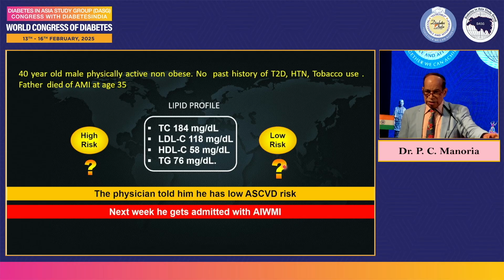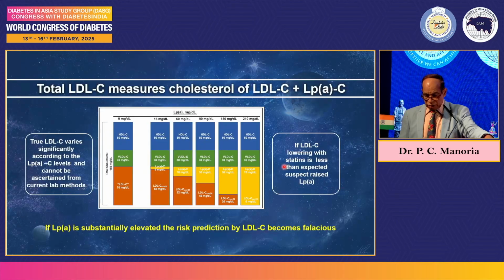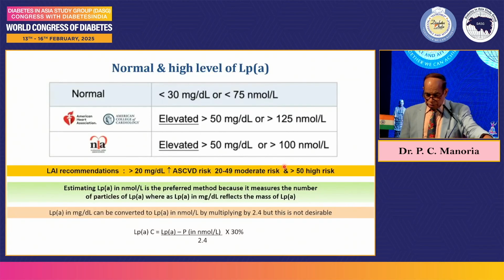The reason is this strong family history, you must suspect LPA, and this must have been estimated, it came out to 107. And the big message for LPA is, when you estimate LDL cholesterol, it gives you a combination of the level of LPA and LDL. So if LPA is substantially elevated, the risk prediction by LDL becomes fallacious. Statins will not lower LDL to your expectation.